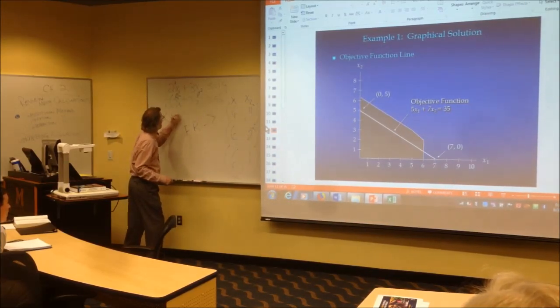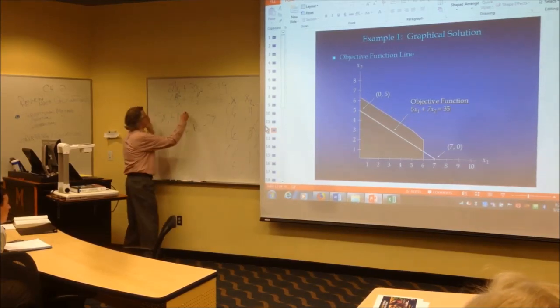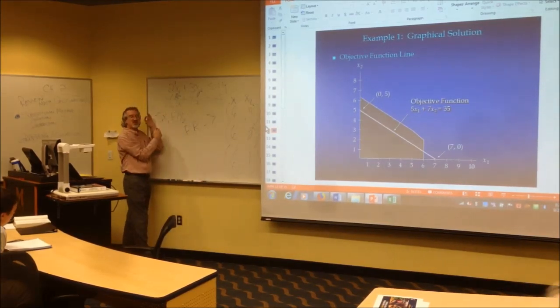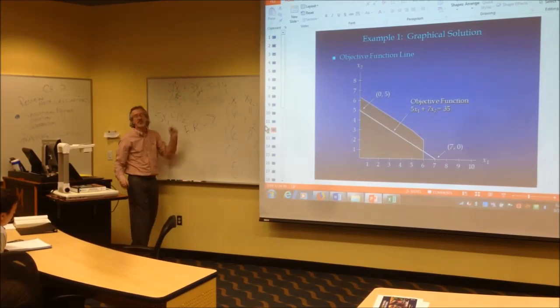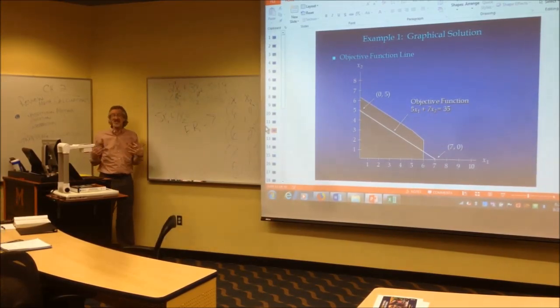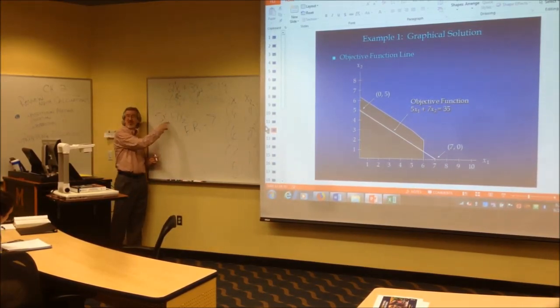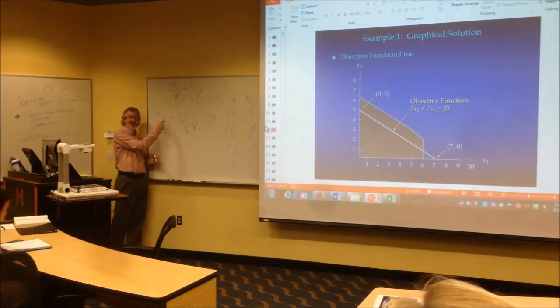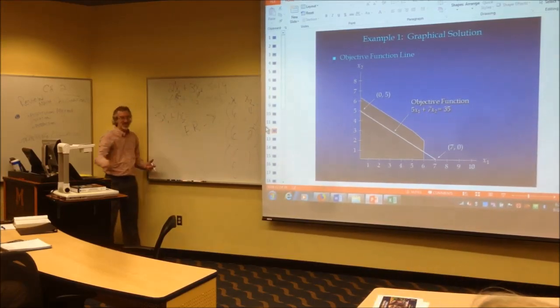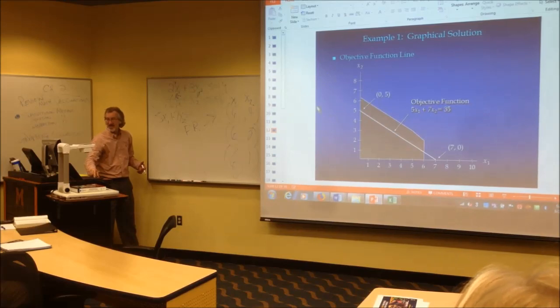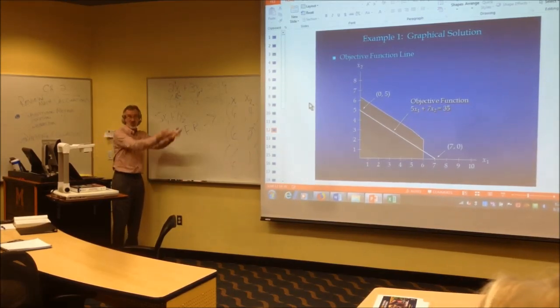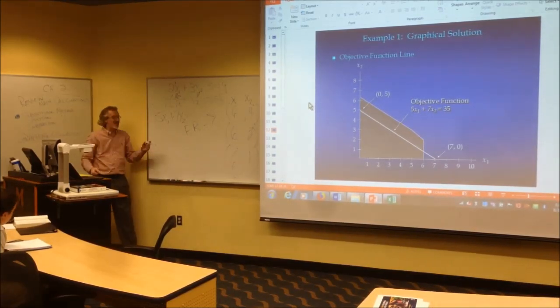5x1 plus 7x2. An objective function is not equal to anything, so now you're going to make it equal to some arbitrary number. My hint is, I always look at these numbers and say, what do they both go into evenly? Oh, 5 times 7 is 35. It makes it a lot easier to pick a number you know they both go into evenly. It just makes it faster.